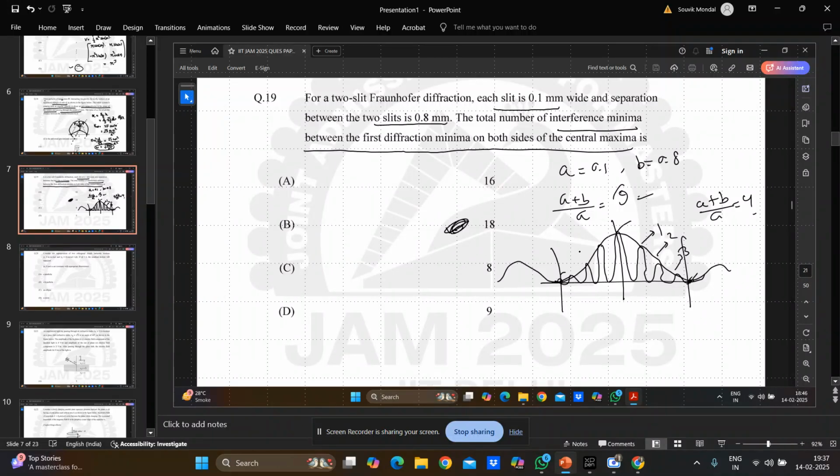So let's count if you don't agree with me. One minima, two minima, three minima, four minima, five minima, six minima. So (a plus b) by a is equal to 4, then the fourth order is missing, and on both sides you have 3 minima, that is 6 minima. Similarly for this case, you have 8 minima on the left side, 8 minima on the right side, so total 16 minima. So be careful.